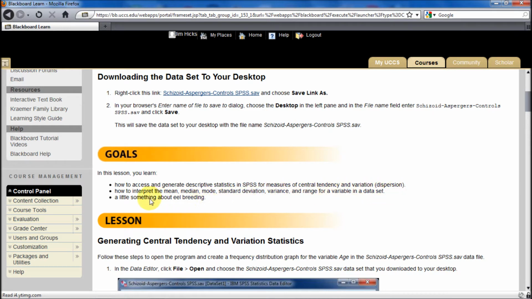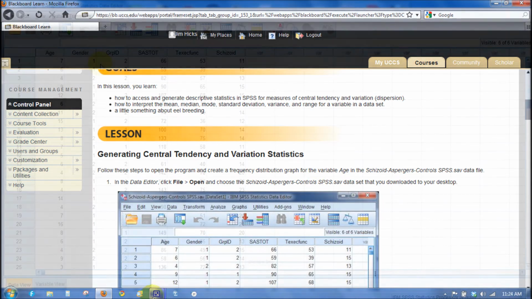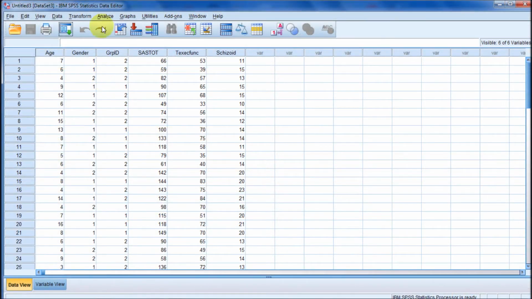And if we have a little time, we'll look at something about eel breeding, which actually has to do with variation in types of eels and the standard deviation, which is actually an important topic. So let us go to our data set and choose the schizoid Asperger's control data set. And here's our data set.